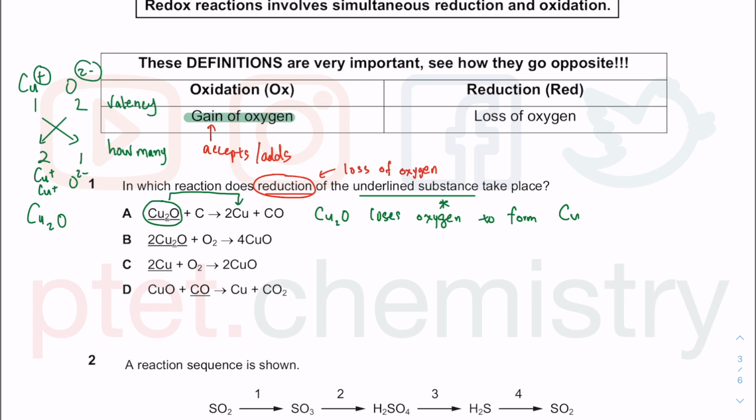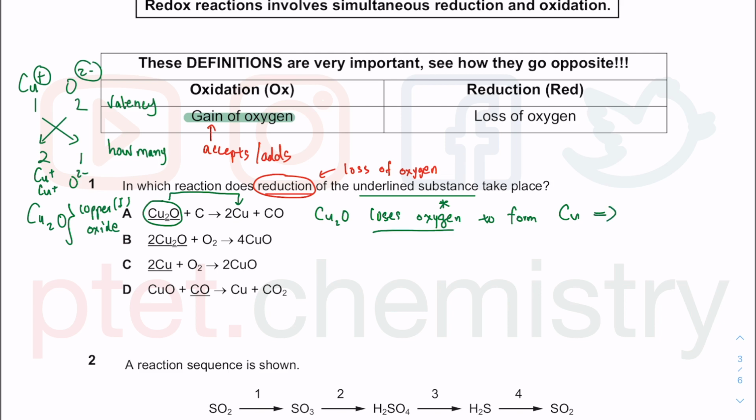That's why the formula is Cu2O, and the name is going to be copper(I) oxide. These are popular exercises back in your Year 9 combined science chemistry. Anyway, so this Cu2O loses oxygen, and you get Cu.